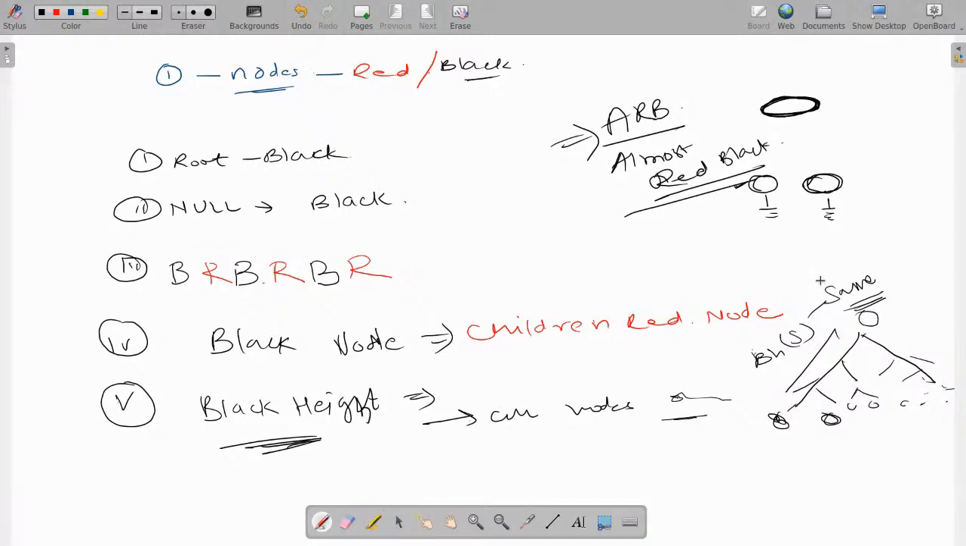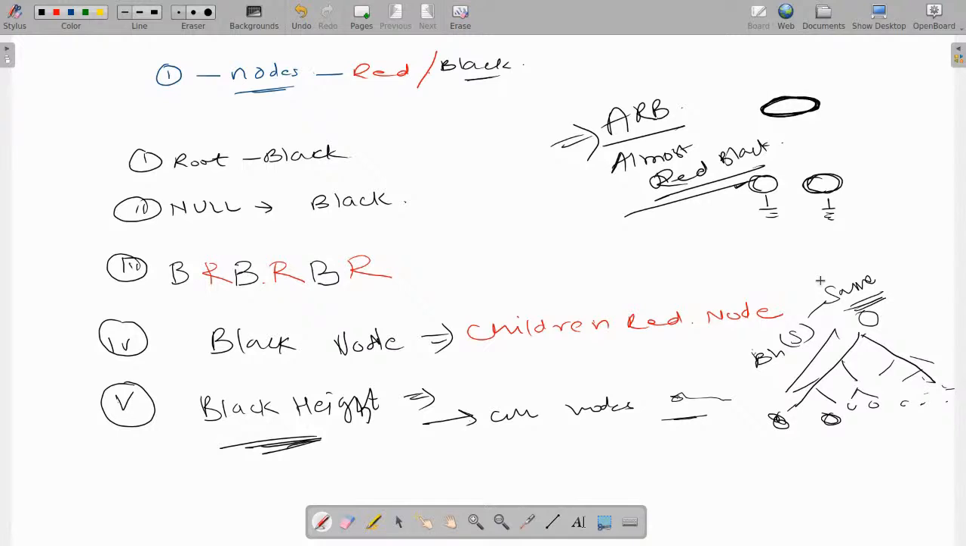There cannot be any two nodes of the same color which have the same lineage, parent and child. The parent and child cannot have the same color. They cannot both be red or both be black. Then every red node has black children.